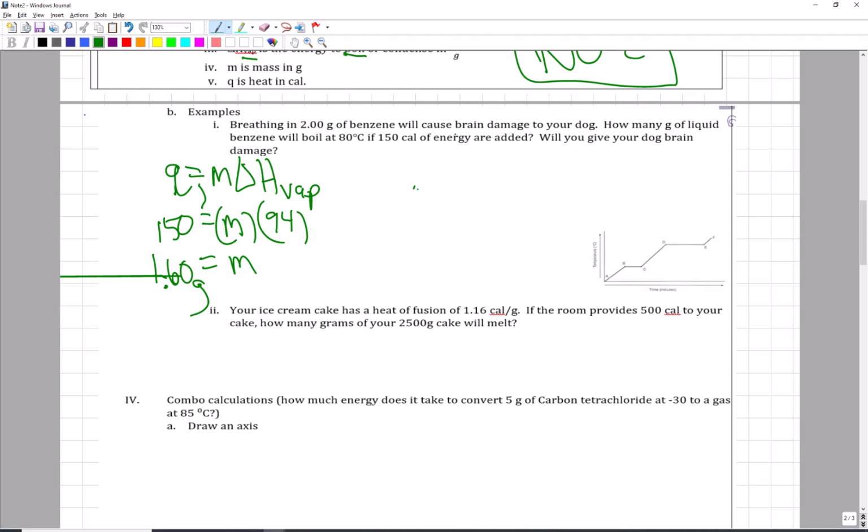So that's it. Your ice cream cake has a heat of fusion of 1.16 calories per gram. If the room provides 500 calories to your cake, how many grams of your 2,500 gram cake will melt? Q equals M delta H. We're melting. Fusion. Okay, fusion is like liquid fusing to be a solid.